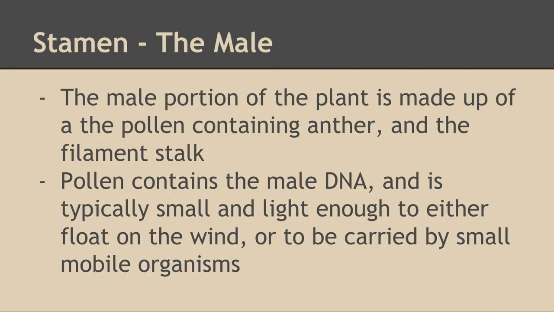The stamen, on the other hand, only has two parts to it. It has the anther up at the top, and then it has a filament that holds the anther in place. And that anther is where pollen gets created. The pollen contains the male DNA. It actually contains sperm within it as well.